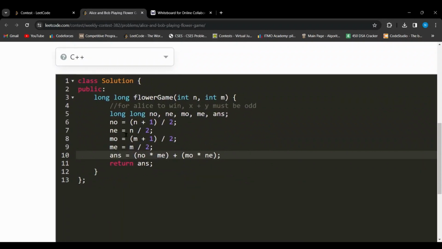So for Alice to win, x plus y must be odd. I have initialized a few variables. That is number of odds in n, number of evens in n, number of odds in m, and number of evens in m. Finally, the answer variable. Number of odds in n is (n plus 1) by 2, evens n by 2, odds in m is (m plus 1) by 2, evens m by 2. And for the answer, I have taken the multiplication of odds in n, evens in m, and added that to the multiplication of odds in m and evens in n. And we return this answer.